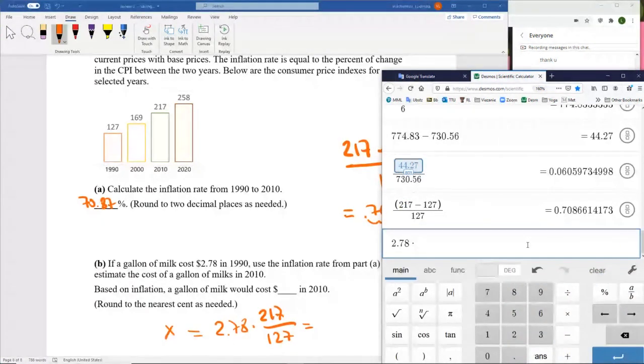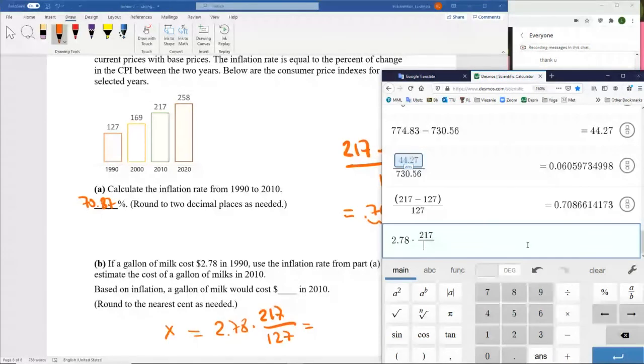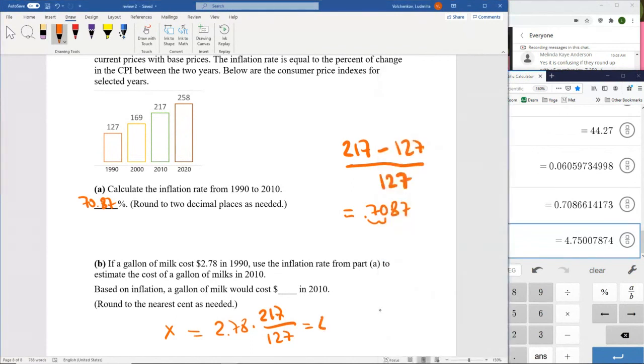2.78 times 217 over 127. So if the inflation rate for milk would be the same as the average, then the gallon of milk would cost so much. But you know, the milk prices fall very much, and actually we use CPI for different products, different CPIs.